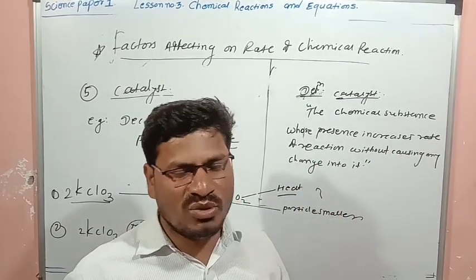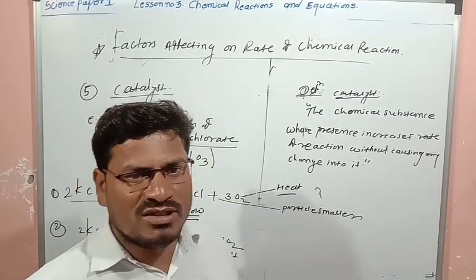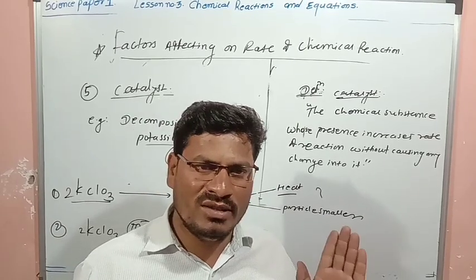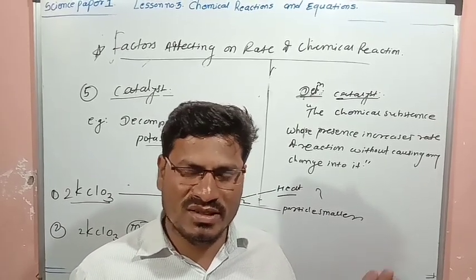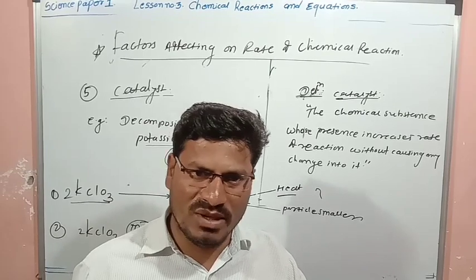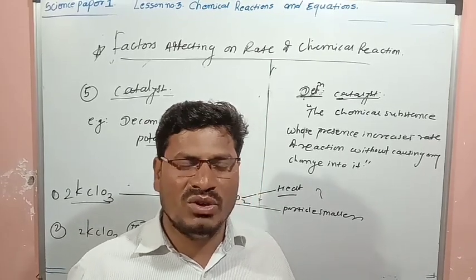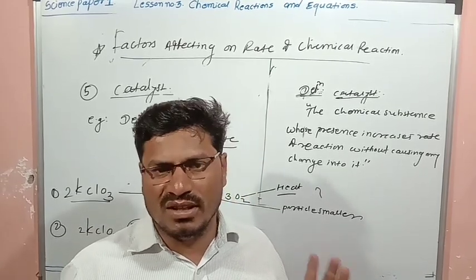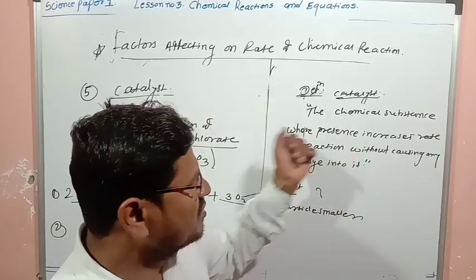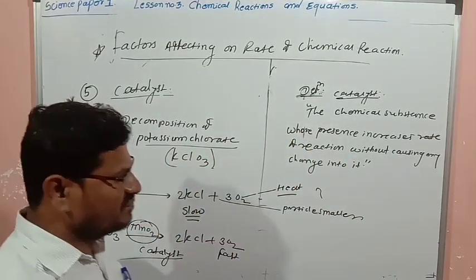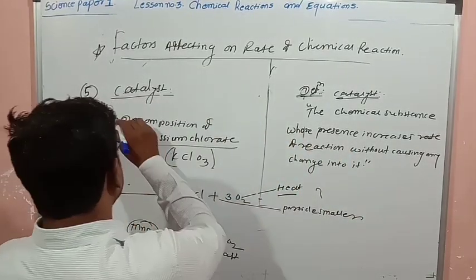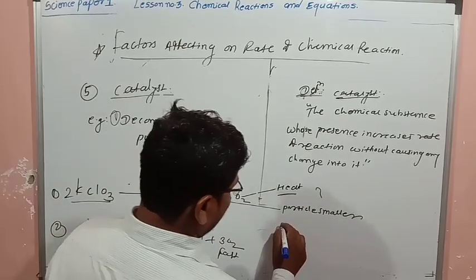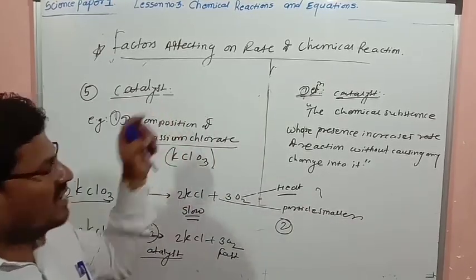In other words, you can say it is a chemical substance which does not take part in the chemical reaction but increases the rate of reaction. It will not take part in the chemical reaction, but it will increase the rate of the chemical reaction. So this is the definition. Now the second example of a catalyst.